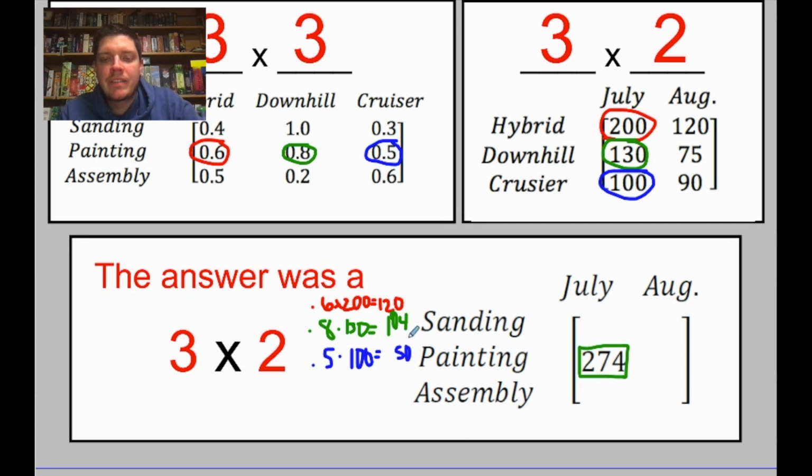So basically, it took 120 hours, right? Did I say that right? To paint all of the hybrids, 104 hours to paint all of the downhills, 50 hours to paint all of the cruisers. So altogether, I would add those numbers up, and I got 274 hours that I spent painting in July. Okay, so this crazy process of matching numbers together in order to get this number right here is called multiplying a matrix.